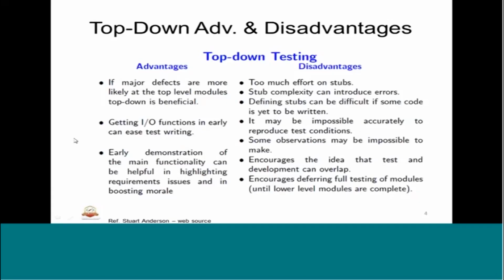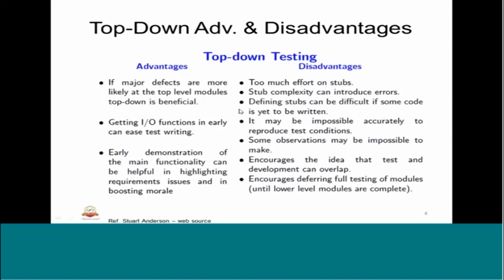That means as long as we have developed the more input output functions in the earlier stages, the top down approach will be beneficial. It leaves out the integration strategy of top down testing. So early demonstration of the main functionality can be helpful in highlighting requirements issues and in boosting the morale. That means, as I said, you have more clarity and idea of how the system is behaving, and your understanding will be better as you progress on the integration testing of this type, top down approach, because you start with the main functionality or the top level modules.